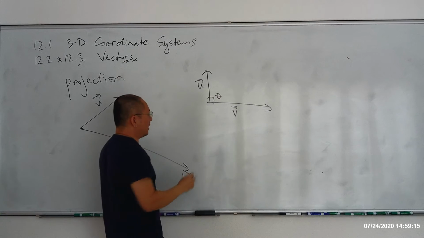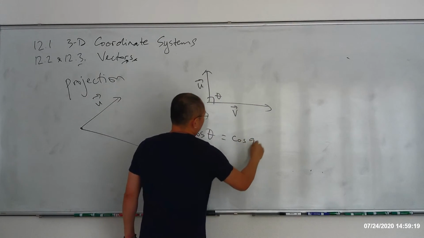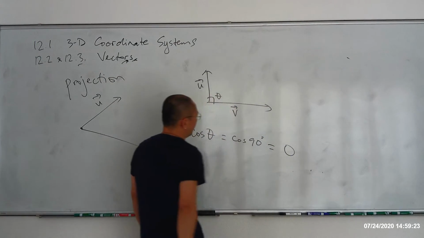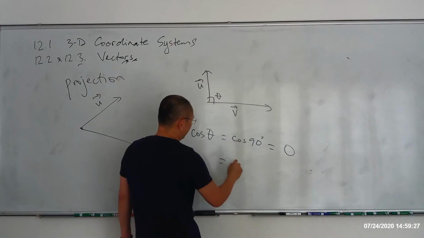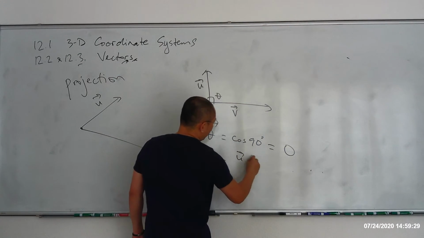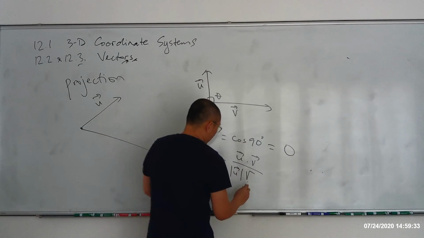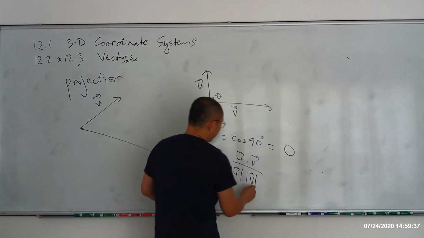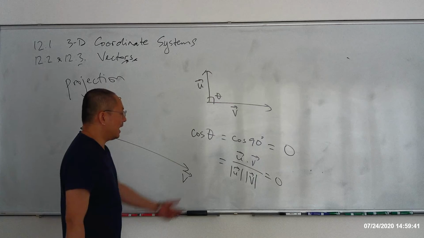If the angle is 90 degrees, then cosine of 90 degrees, or cosine of pi over 2, by the way, is equal to 0. Is that right? And that means what? Cosine is vector u dot vector v over the magnitude of u times the magnitude of v. So it is equal to 0. It means u dot v equals 0.